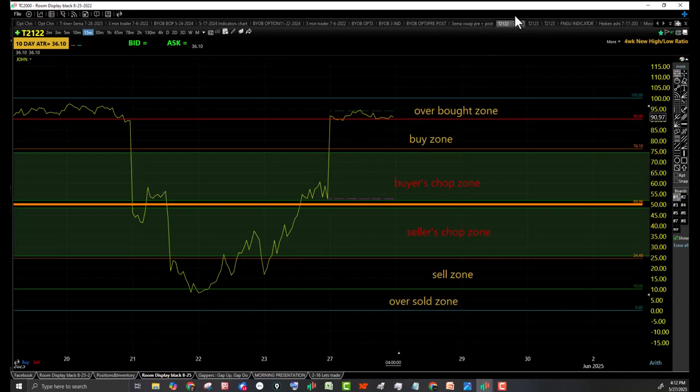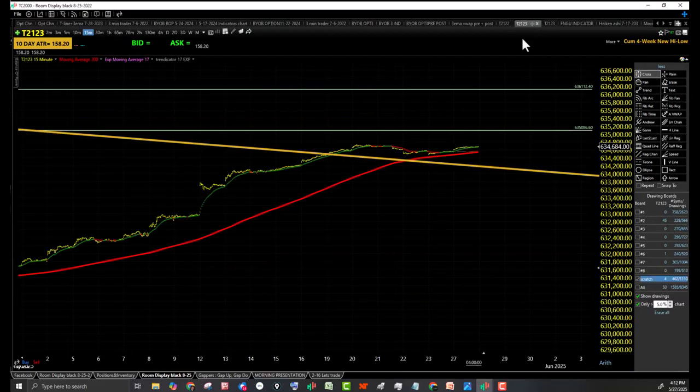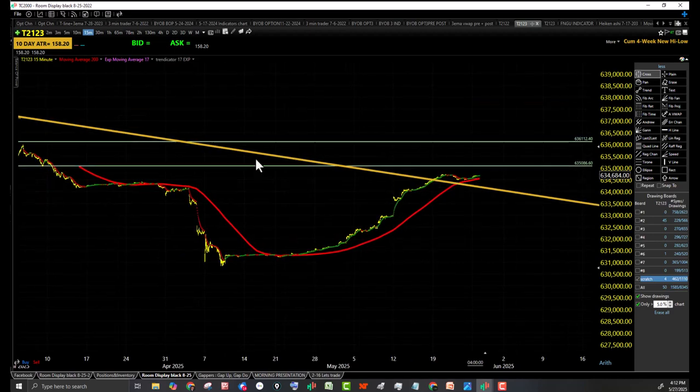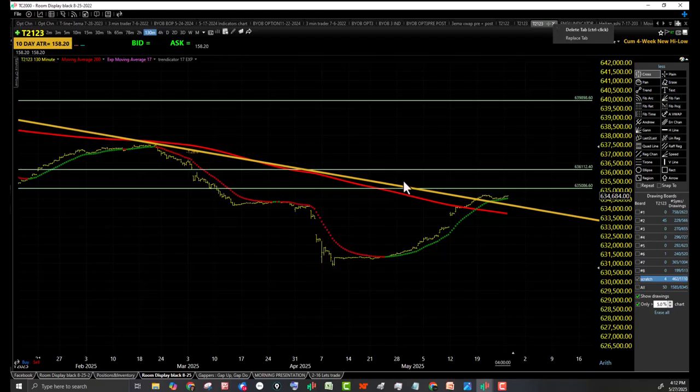Okay, you got 15 minute. You got T2122 in the overbought zone. Definitely bullish. T2123 15-minute chart. You can see up over the 200 SMA, up over the downtrend line. That's bullish. 3-bar chart over the downtrend line, over the 200 SMA, holding the higher ground. That's bullish. The only one that's not bullish is the daily chart right there.